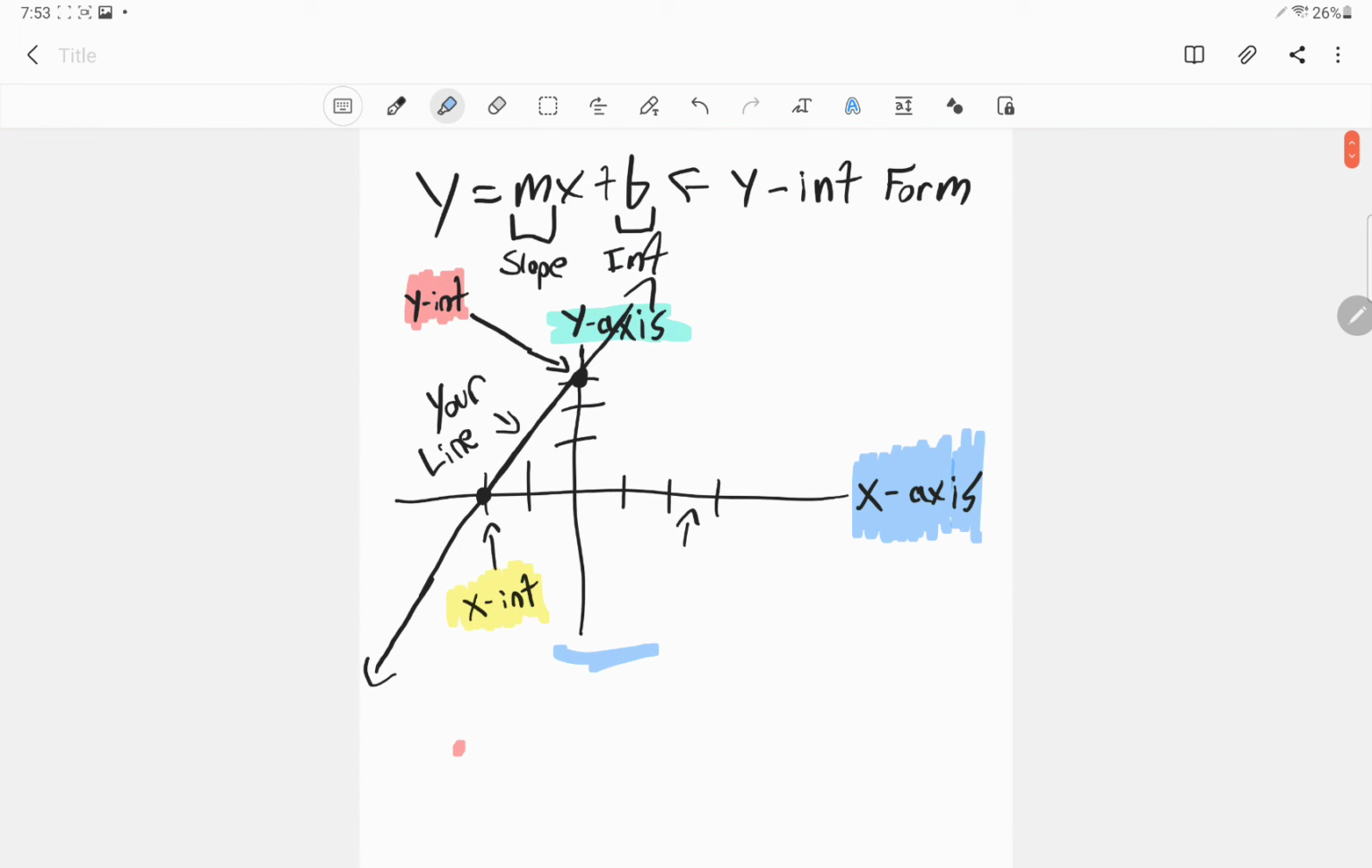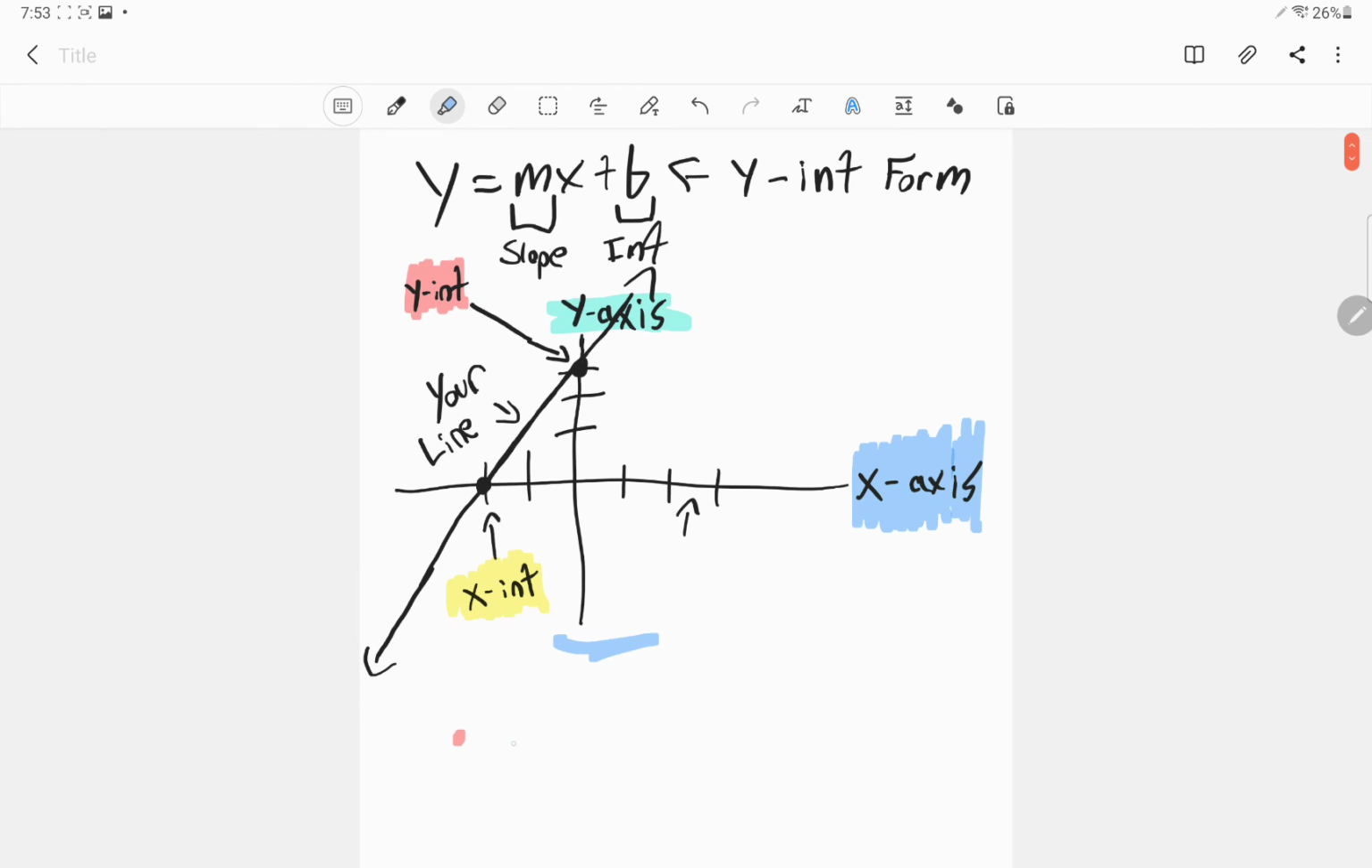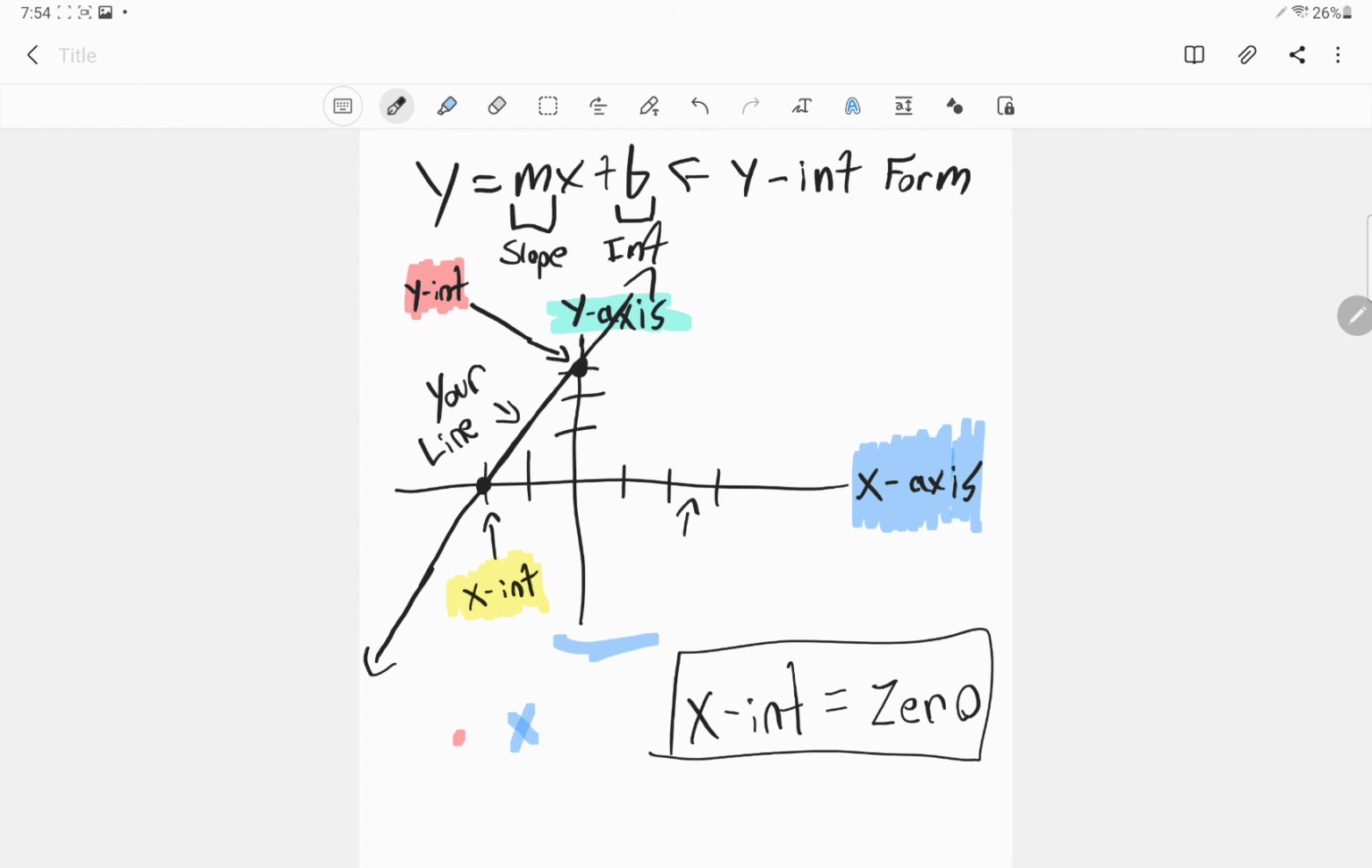I don't know how else to help you guys. This is basically a lot of stuff that we went over. Also, the x-intercept, they're going to call it the zero as well. Okay, just keep that in mind. Those two go hand in hand. So if they ask you for your zero, remember that's going to be your x-intercept.